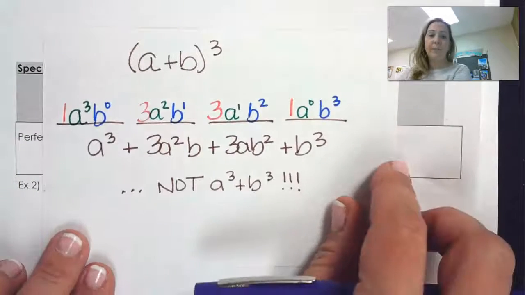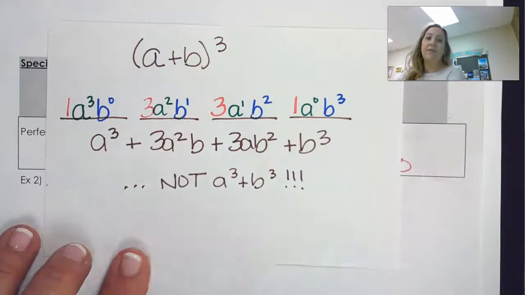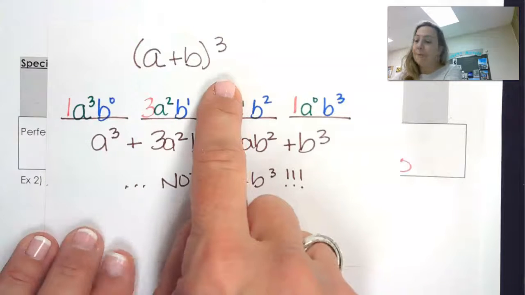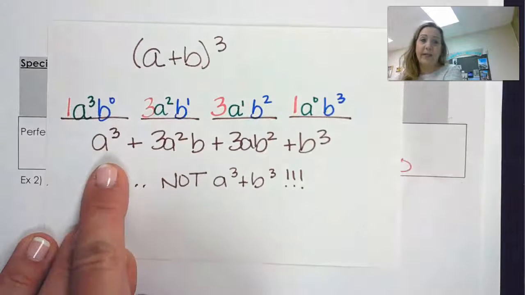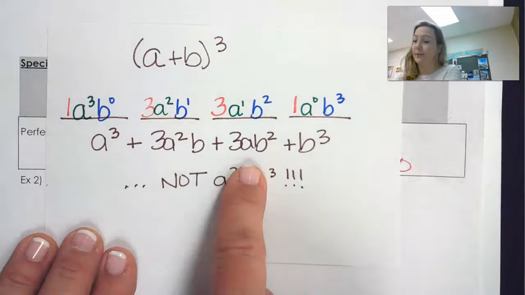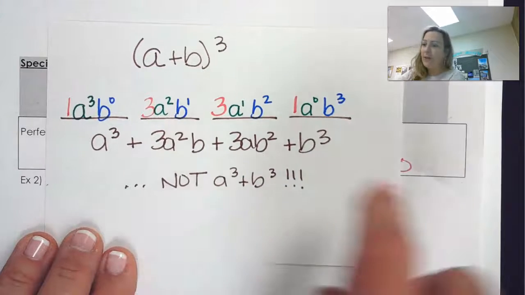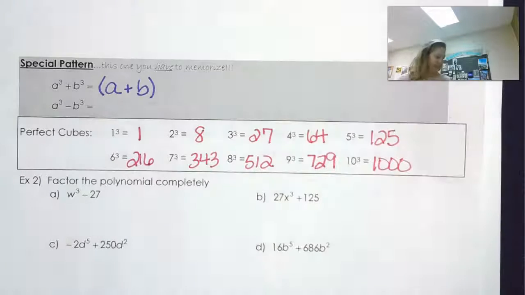Let me review what happens when you have a plus b cubed. Remember when we studied Pascal's triangle, we said that if we have the quantity a plus b cubed, we would end up with a cubed plus 3a squared b plus 3ab squared plus b cubed. Notice it's not a cubed plus b cubed. So we don't just want to factor that as a plus b cubed because it's just not correct.